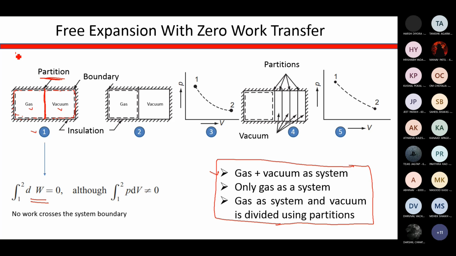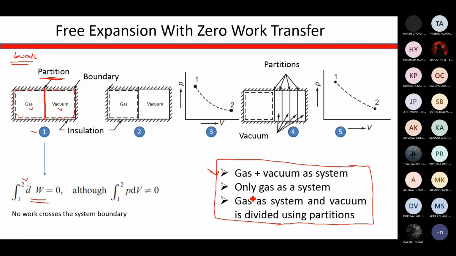And what we talked about: work is a boundary phenomenon. Note down somewhere, work is a boundary phenomenon. So nothing is crossing the boundary in this case. So there is no question of work done in the free expansion process. Nothing is crossing the boundary. First case. Now what about the second?